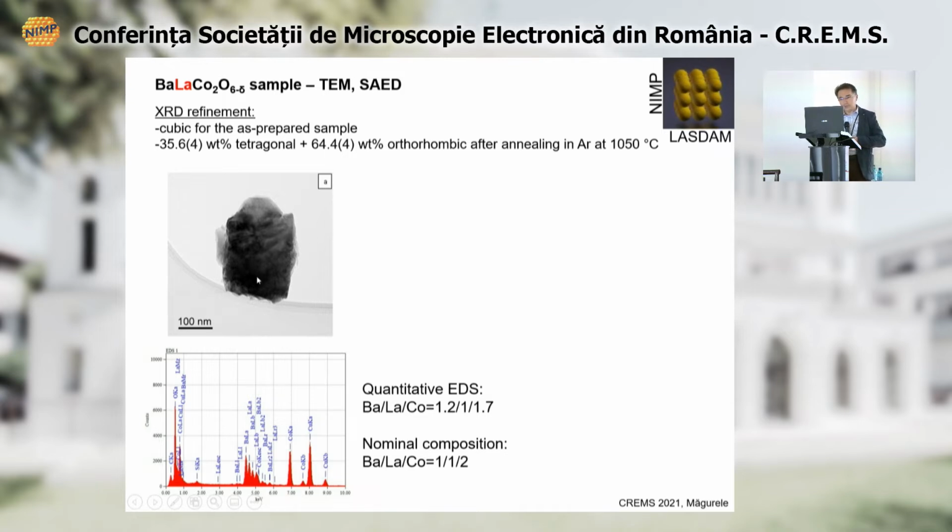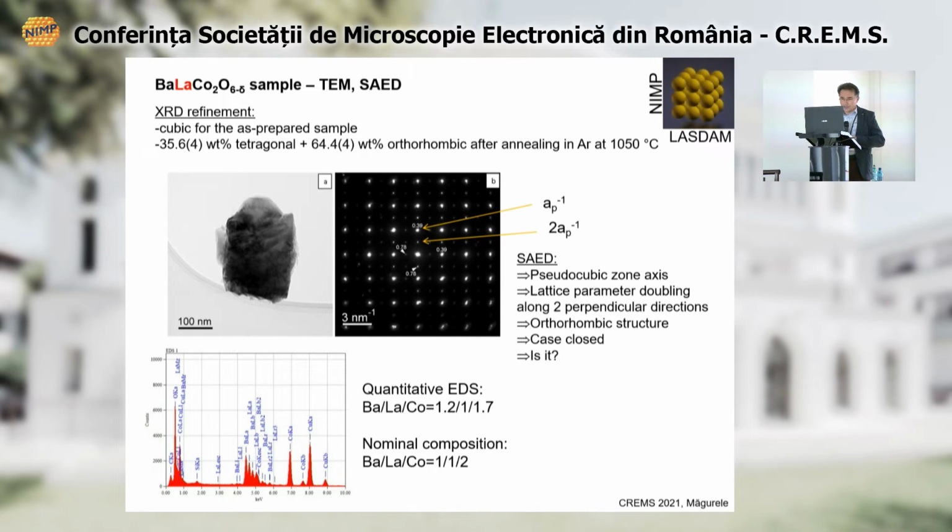This is a typical grain extracted from this sample. Well, we have to work with typical grains because you cannot investigate all of them, of course. And this is the EELS spectrum obtained on this grain, telling us that we have an atomic ratio between barium, lanthanum, and cobalt of 1.2 to 1 to 1.7, which is pretty close to the nominal composition, which should have been 1 to 1 to 2.